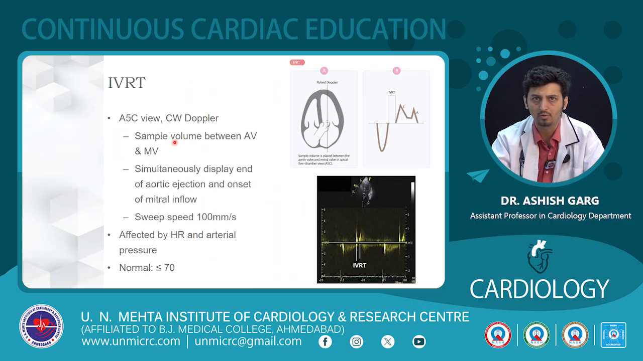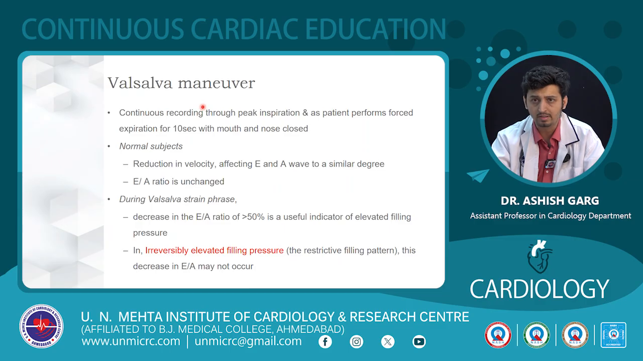For IVRT, you keep the sample volume between the aortic valve and the mitral valve, and you simultaneously display the end of aortic ejection and onset of mitral inflow. This is the end of aortic ejection and the onset of mitral inflow. And the normal IVRT is less than 70 milliseconds. We can see it here also. This is the end of aortic ejection and the onset of mitral inflow, and the duration between these 2 points is the IVRT.